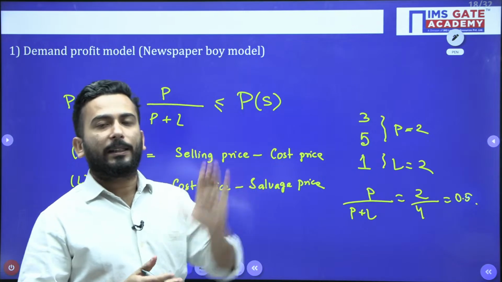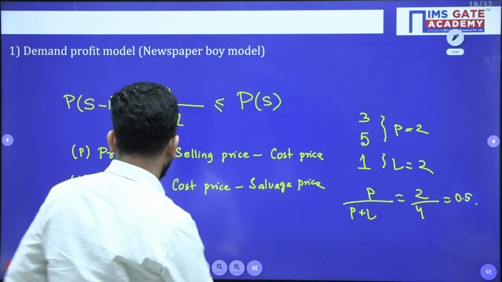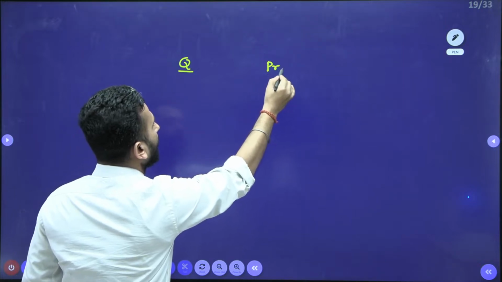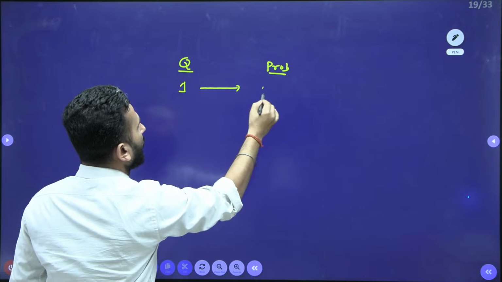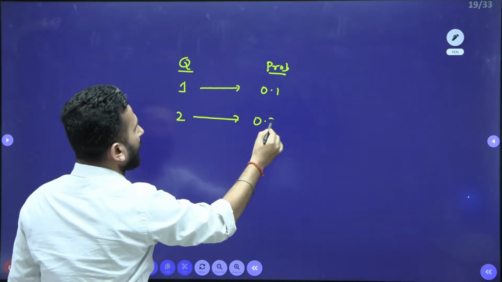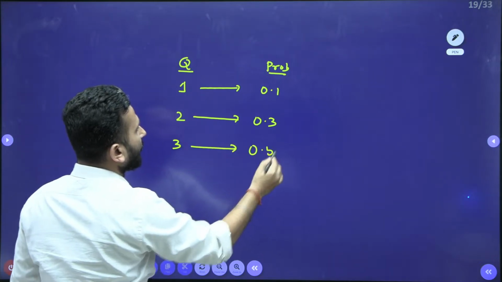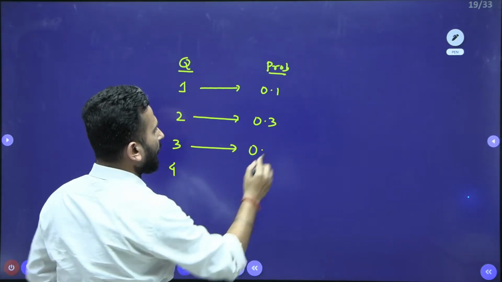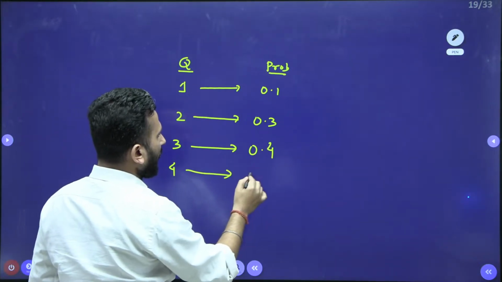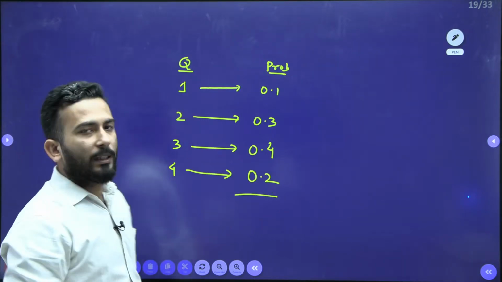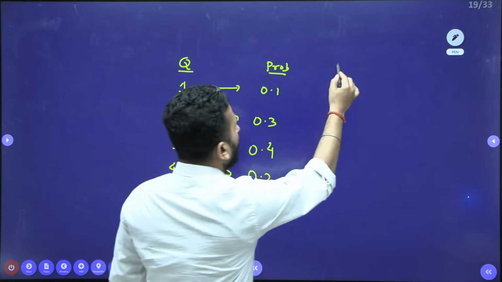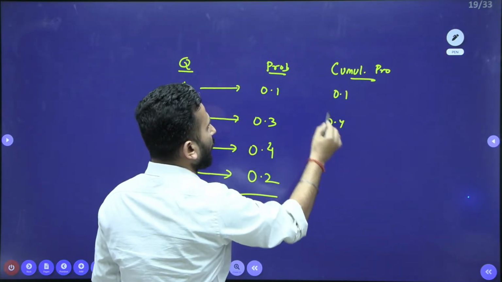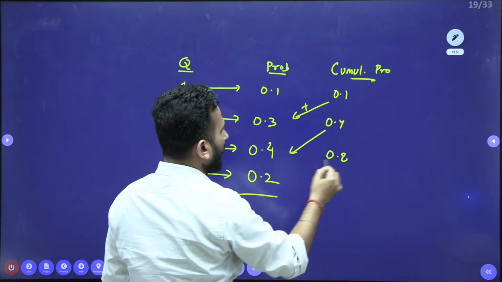Now what is PS and what is PS minus 1? Suppose my dear friends, they have given you that this is the quantity and this is the probability. For one quantity, probability is 0.1. For second quantity, probability is 0.3. For third quantity, probability is 0.5. Let's say 0.4. And for fourth number of quantity, it is 0.2. The summation is coming out to be 1. Perfect. So second thing is, where is the cumulative probability? Cumulative probability. So this is 0.1. This is 0.4. You add this. This is 0.8. You add this.